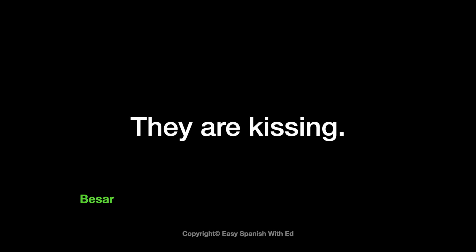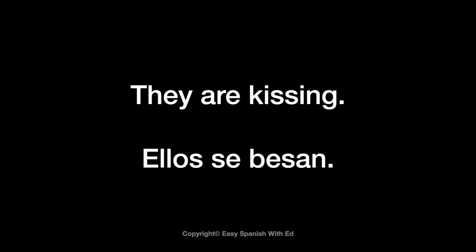The next category is reciprocal actions. These are situations where both parties are receiving the action. How would you say they are kissing? And the verb for to kiss is besar. It would be ellos se besan. The se is used to show the action is reciprocal and that they are kissing each other.